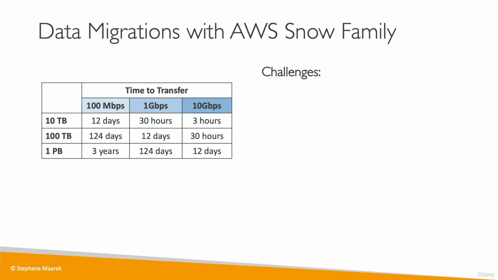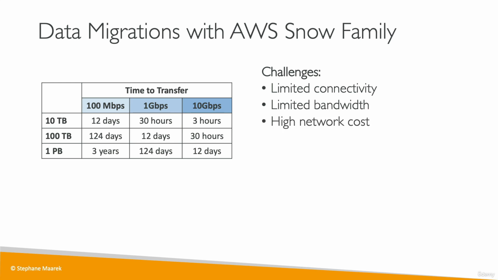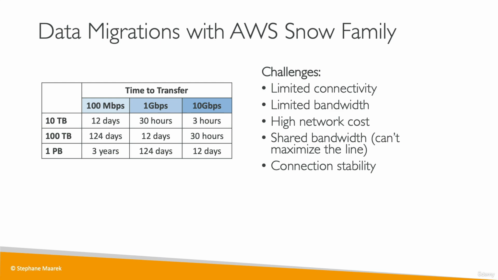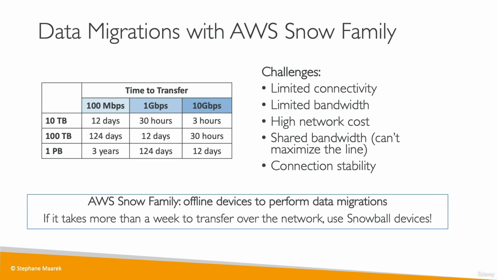And the challenge is that sometimes, on top of having a small network transfer, you have limited connectivity, limited bandwidth. Transferring data over the network may cost you some money. It's not free to use a network. It could be that also the bandwidth is shared. For example, if you download 10 terabytes of data from AWS, maybe you're going to block your entire office because you're maximizing the bandwidth within your office. And then maybe the connection is not stable enough, so you have to retry and so on. So all these reasons make a case for the Snow family.